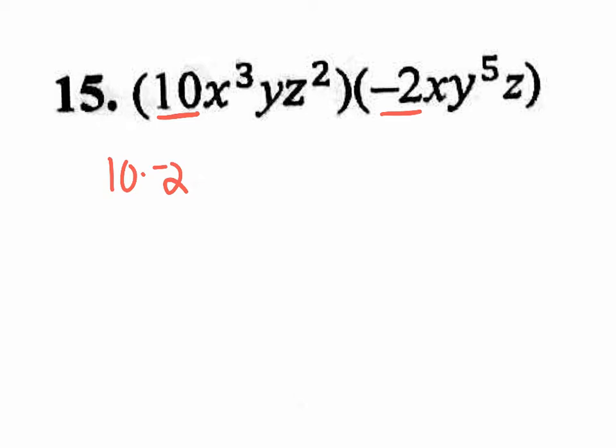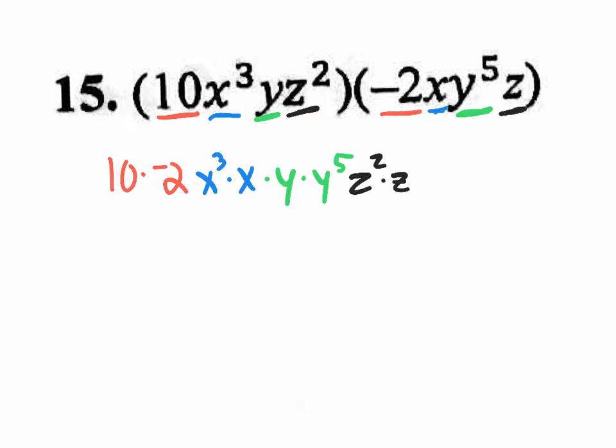Let me move on to the x's. X to the third times x. Let me write that out. X to the third times x. Let's go for the y's. You have a y here and a y to the fifth there. So it's 1y times y to the fifth. And last but not least, we have the z to the second times z. Let me write that out. Z to the second times z.